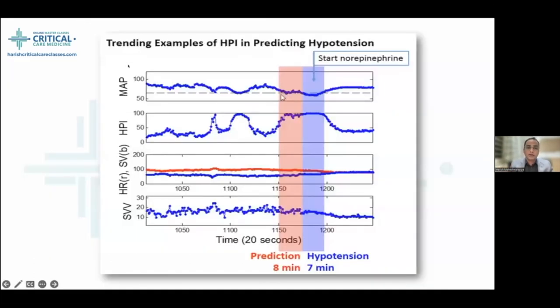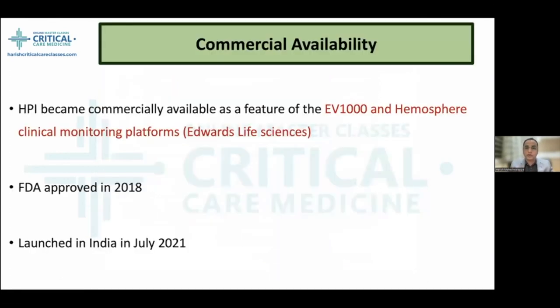If you see this graphical representation, this is the trending of the hypotension prediction index against the mean arterial pressure. Wherever the hypotension prediction index is moving towards 100, obviously they are going to have a significant fall in MAP in the next 1 or 2 minutes. If there is a reduction in the hypotension prediction index, below 100, more towards 50 and below, the MAP automatically increases. This is the correlation between the hypotension prediction index and the subsequent development of hypotension using this Acumen IQ from Edwards.